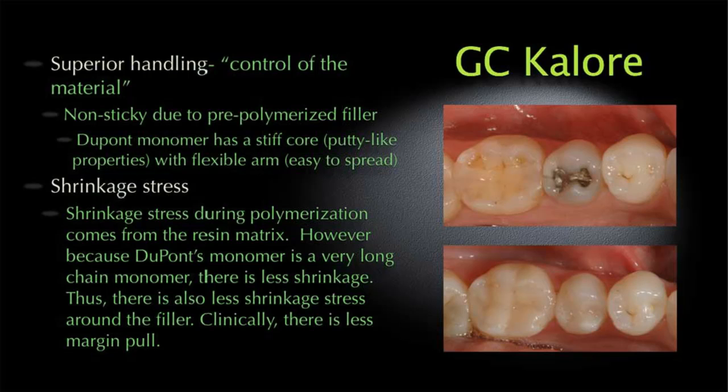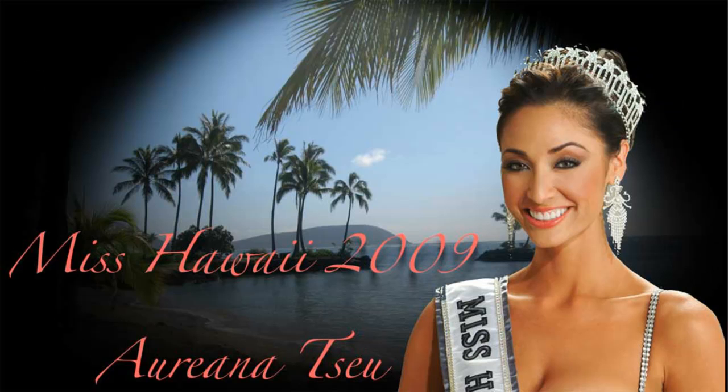And these teeth belong to this lovely young lady. She's Miss Hawaii in 2009, Ariana, and you can see her beautiful smile is made from the color material as well as her posterior teeth. And so you can see how beautiful the results can be.